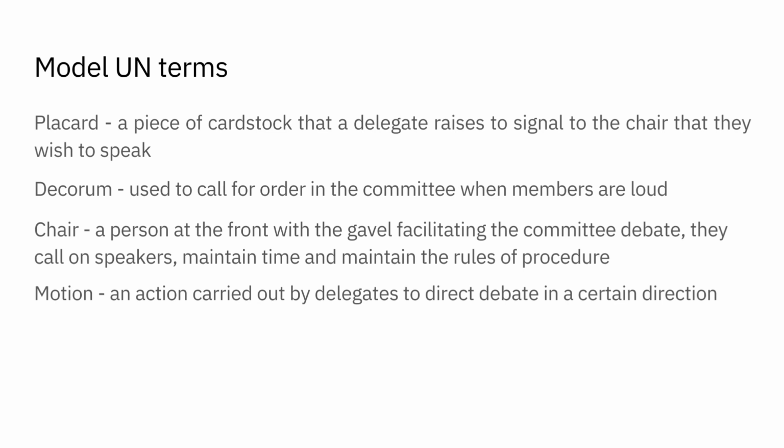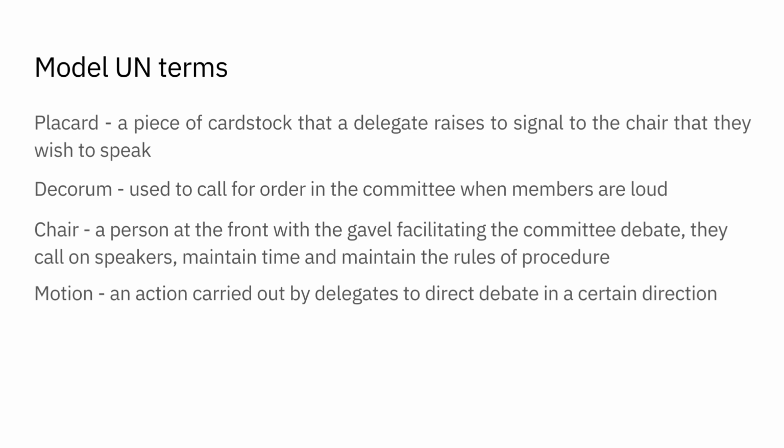Hey everyone, so today we're going to go over some basic Model UN terms and how basic Model UN procedures work. So, some common terms you'll hear are placards. It's a piece of plastic or card or just paper that you would raise up to signal to the chair that you want to speak.